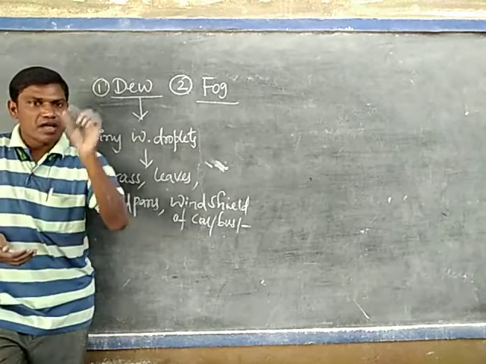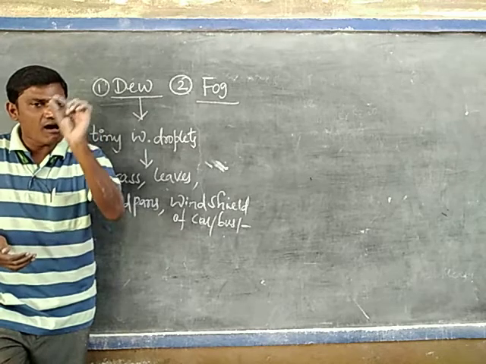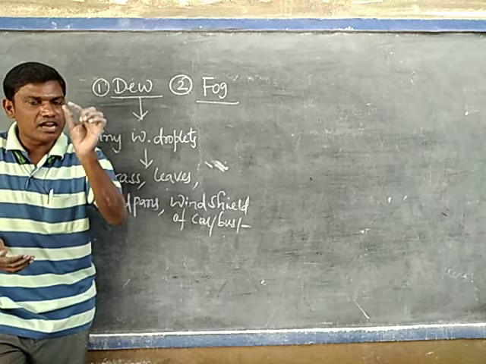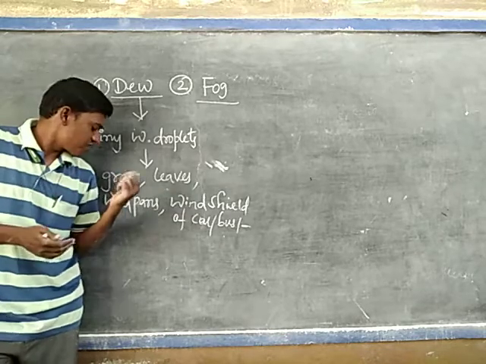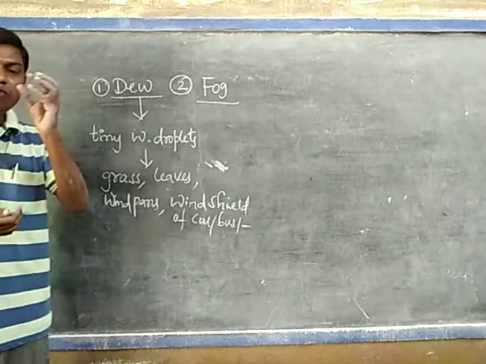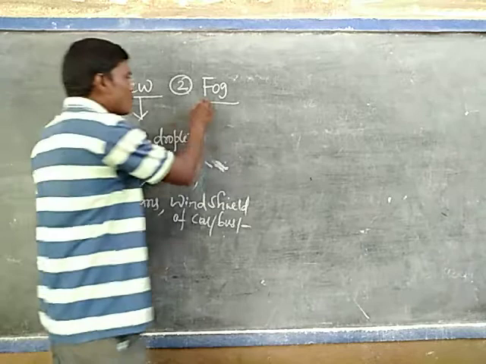What is the dew? During the winter season, some tiny water droplets are seen on certain objects like grass, leaves, window panes, and the windshield of a car, bus or truck. Those tiny water droplets are called dew. But what about the fog?